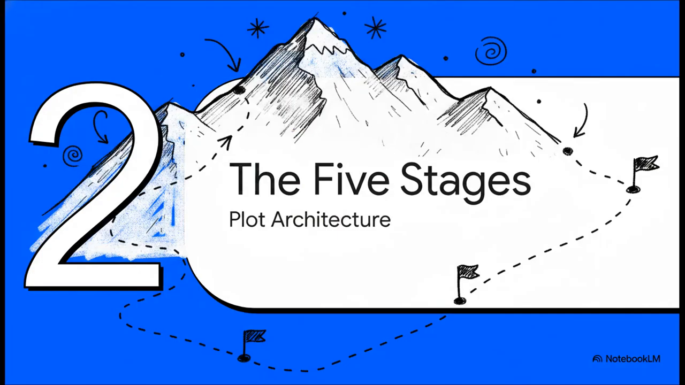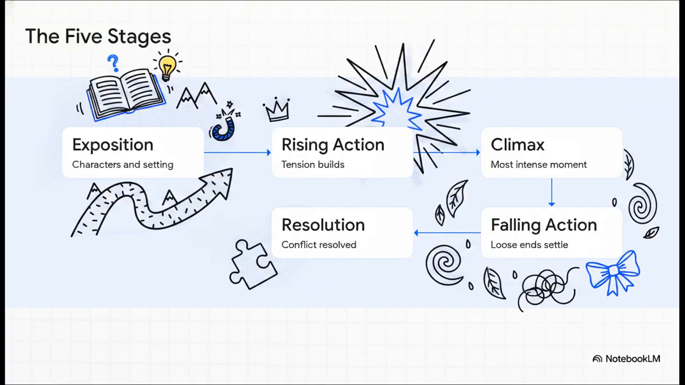Moving right along to Section 2, mapping the 5 stages. If that first section was our setup, consider this the rising action of our lesson. We're breaking down the actual blueprint now. I want you to picture a giant mountain. Every linear story is essentially a hike up this mountain and a journey down the other side. There are 5 non-negotiable stages here that we're going to conquer. 1, exposition. 2, rising action. 3, climax. 4, falling action. And 5, resolution. Every single well-structured story you've ever loved relies on these exact 5 steps. So let's break them down.